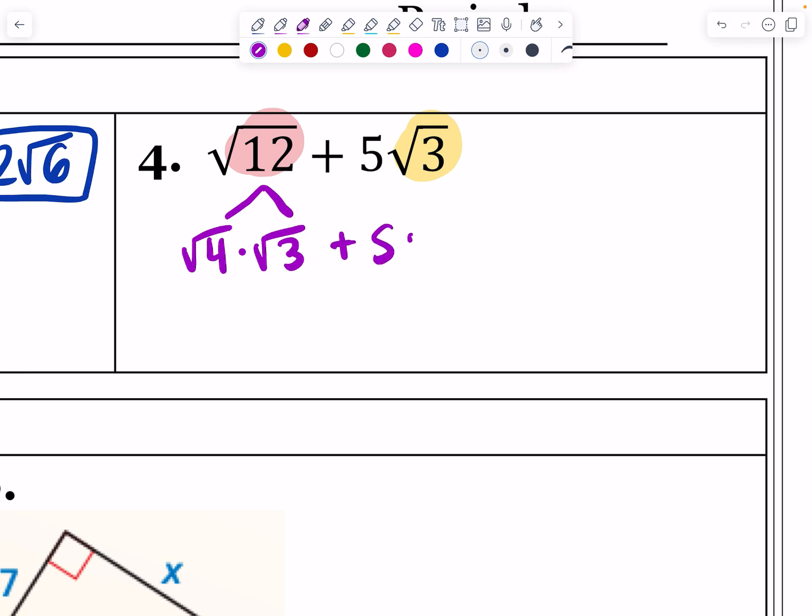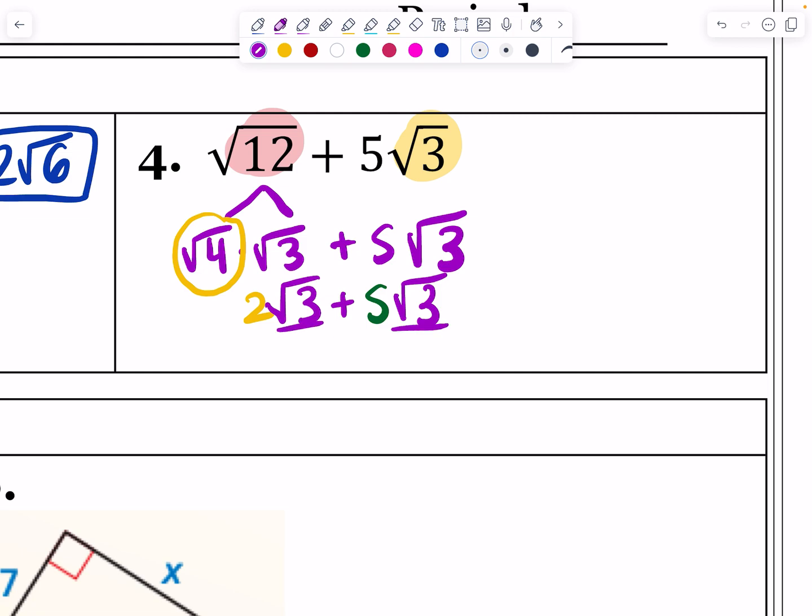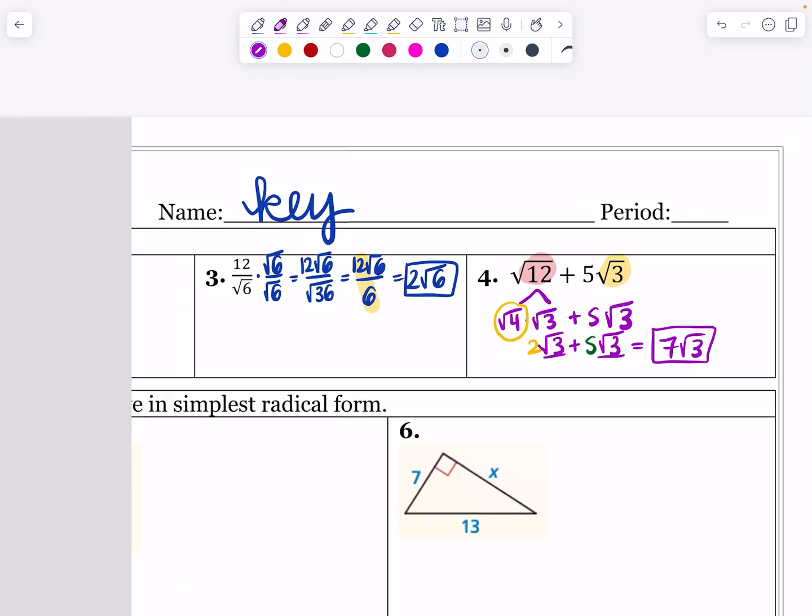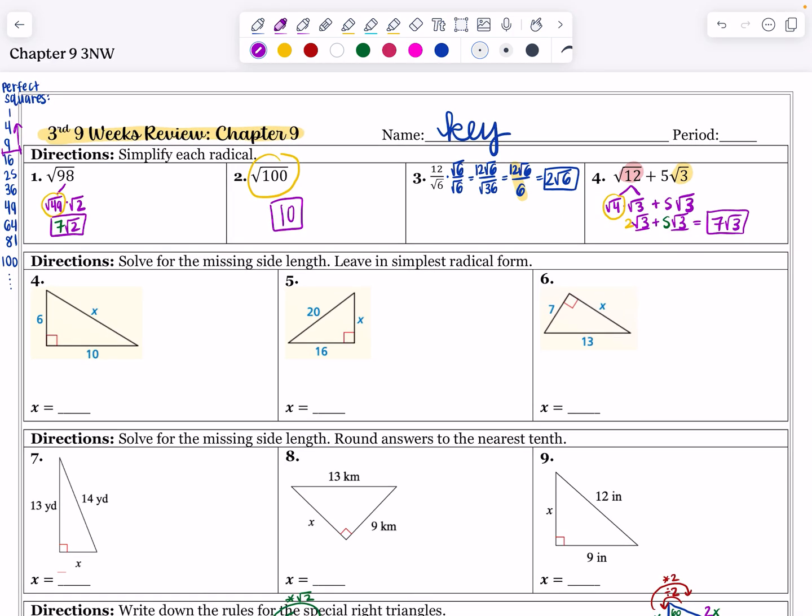And then root 3 is fully simplified. So what is the square root of 4? That's going to become 2 root 3 plus root 3. Are those like radicals now? Yes, the root 3's match. So what is 2 plus 1? That is going to become 3 root 3. 3 root 3 is my final answer. So that's just reviewing radicals and radical operations in this top section.